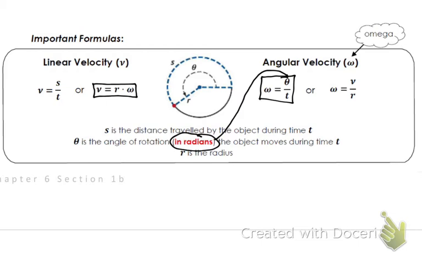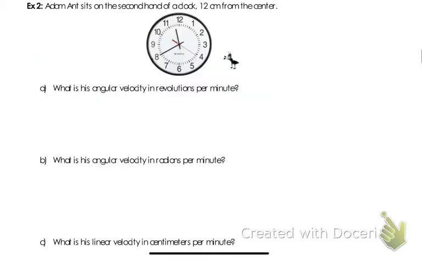Just think, I'm going to be given revolutions. I'm going to turn those into radians. Sometimes it'll be given to you in radians, but if it's not, you turn it into radians, multiply by radius, and you now have your linear velocity. And if that's confusing, let's go through an example together.